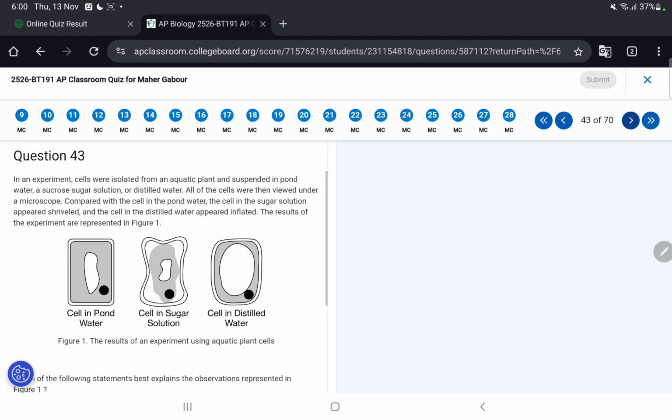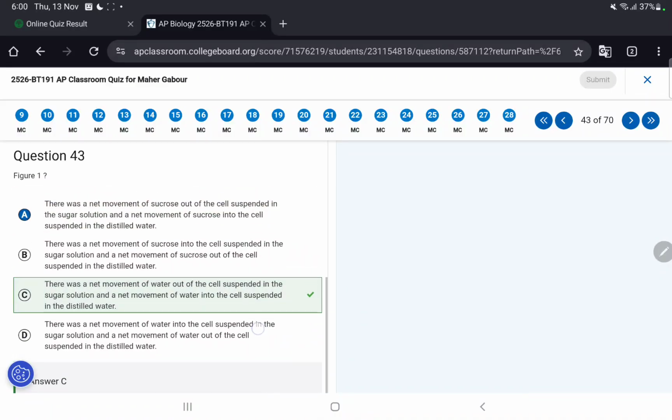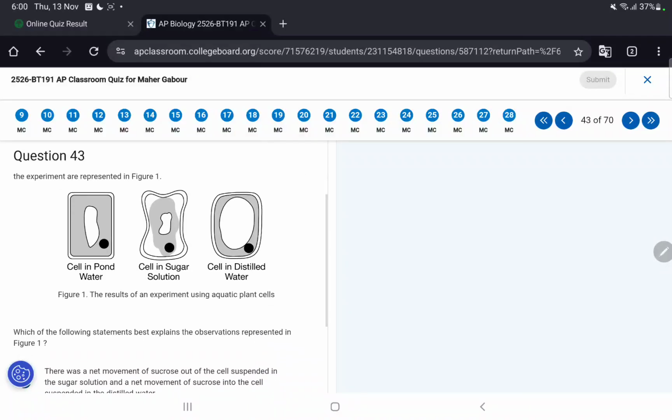Next question. Which of the following best explains the observations represented in figure 1? The cell in the pond is isotonic, and nothing happened, because the pond isn't pure water, it has a little bit of this and that. The concentration of water outside the cell is the same as inside the cell, so it's isotonic and nothing will happen. Here the concentration of water inside the cell is more than the concentration of the water outside the cell.